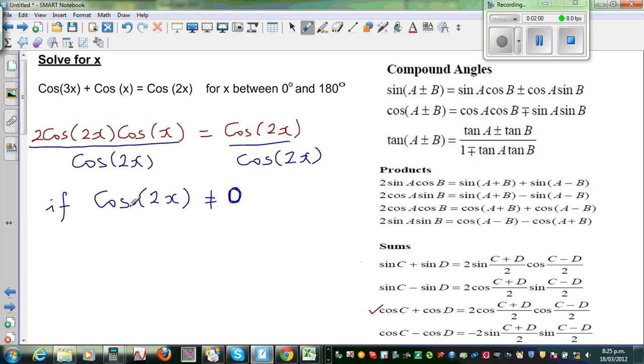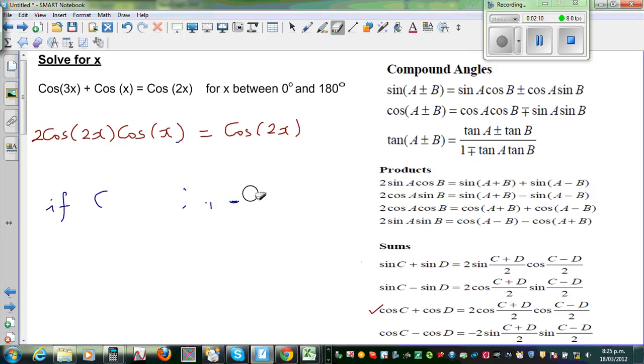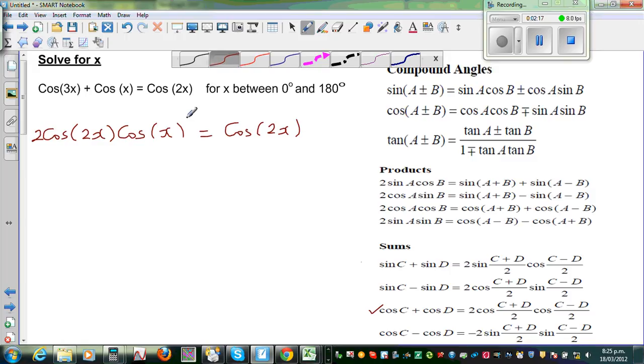You're doing something which is not permissible in maths. So here, this step should not be done. Okay, so this is a no-no in maths. So you should not divide both sides by cos 2x, because cos 2x can become 0. We know, if you know your trig graphs, cos 2x can become 0. So instead of that, I'm going to take away cos 2x from both sides.